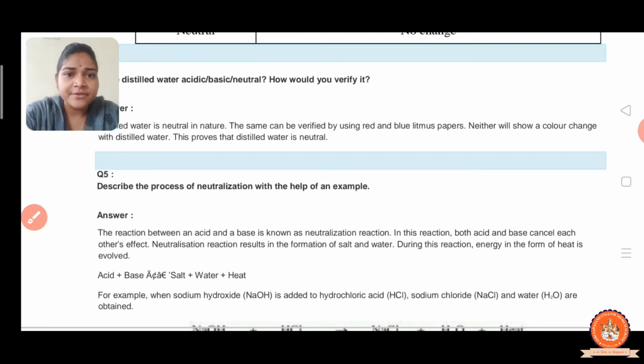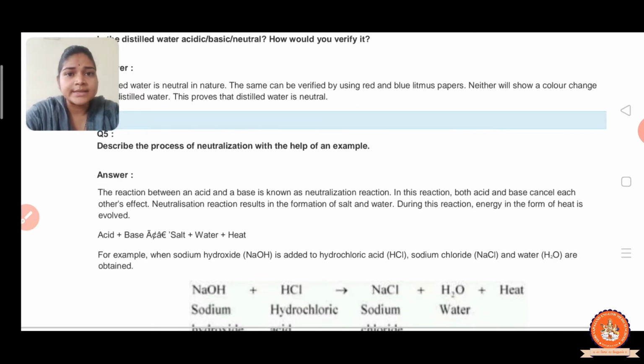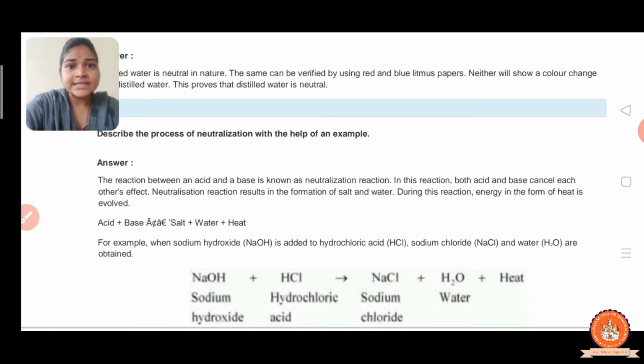Now question number 5: describe the process of neutralization with the help of an example. So the answer is neutralization. What is the definition of neutralization? The reaction between acid and base is known as the neutralization reaction, right? In this reaction, both acid and base cancel each other's effect. It means they both destroy their nature. The acidic solution destroys its acidic nature and the basic solution destroys its basic nature.